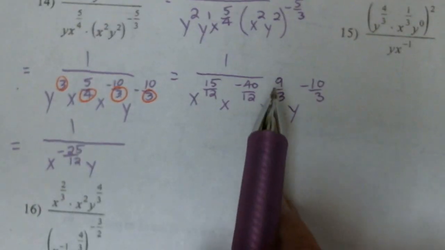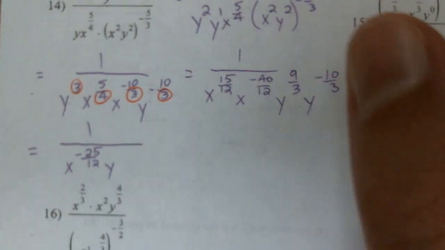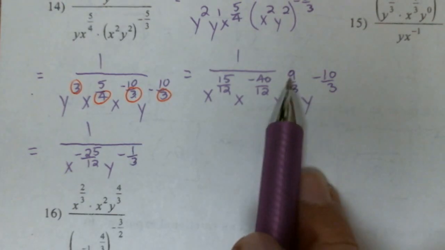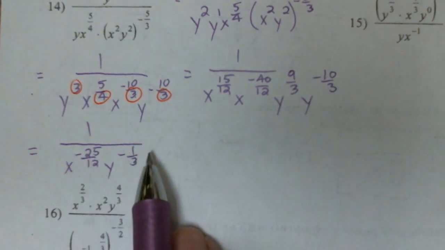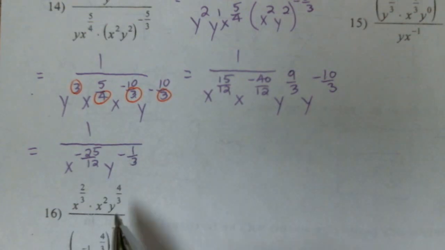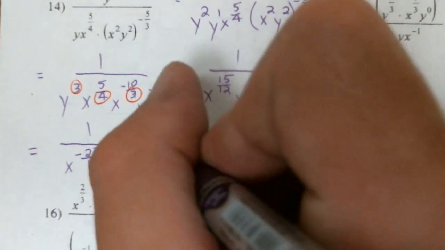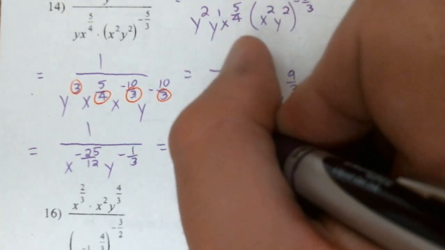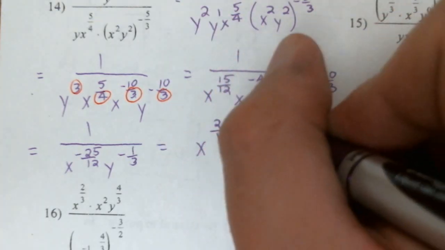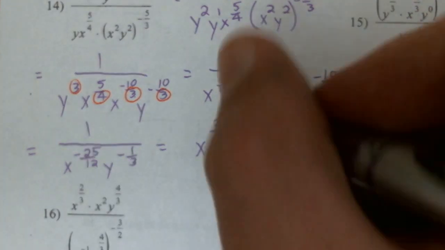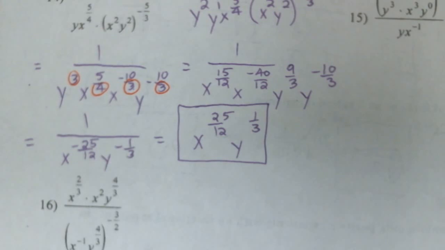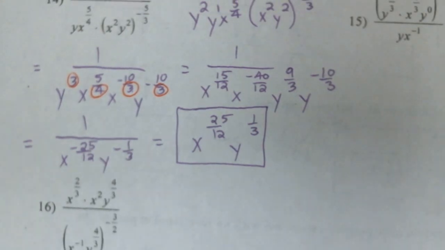Okay, for the y's, I have 9 minus 10, which is -1. So that's going to be -1/3. Now notice both of these are negative, so now is where I usually just save my flipping until the end. If I put both of these on top, flip it, that's going to be x to the +25/12 and y to the +1/3. Remember, anytime you flip stuff, move it from the top to the bottom or bottom to top, that exponent sign flips.